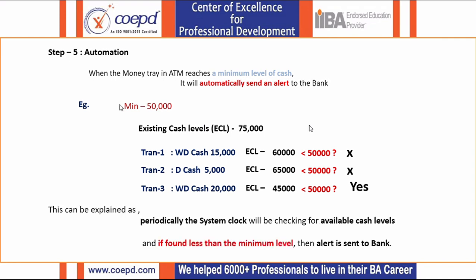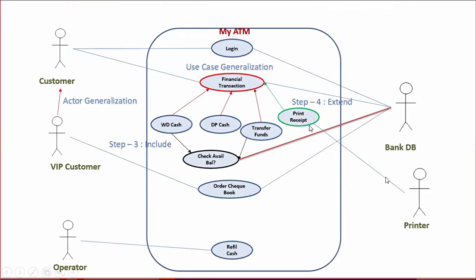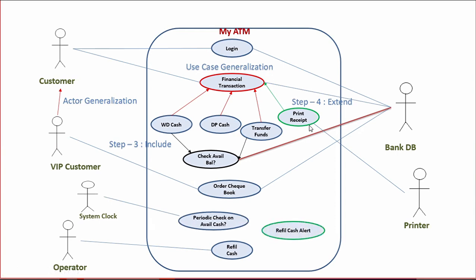Right. That means the system clock is going to periodically verify the cash levels in the ATM. Whenever it finds the cash level at the minimum, only then it sends an alert to the bank, right? So how are we going to include this in the diagram? The system clock first does a periodic check on the available cash, and it sends a refill cash alert to the bank only on a need basis, which means optional behavior.